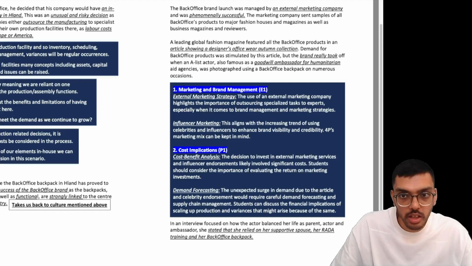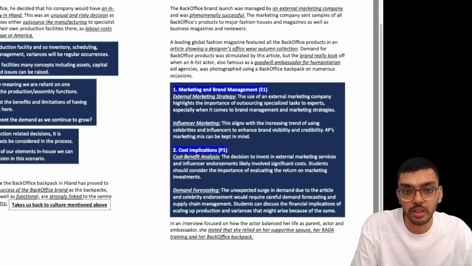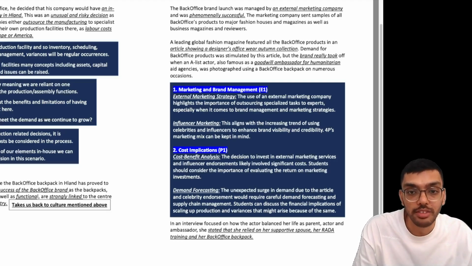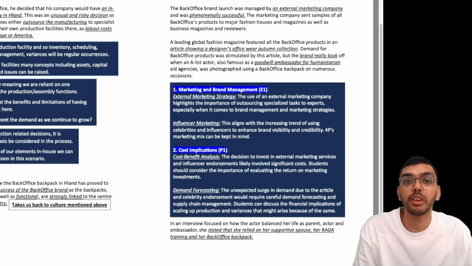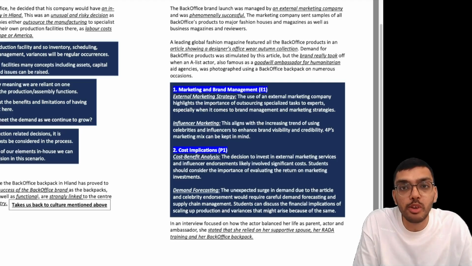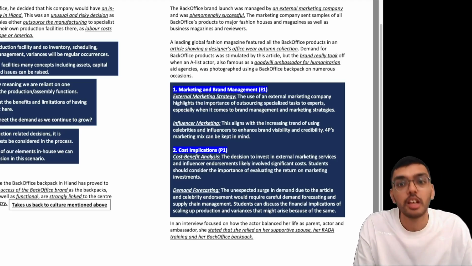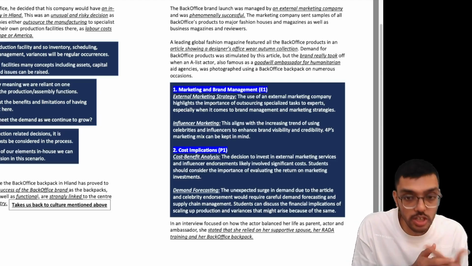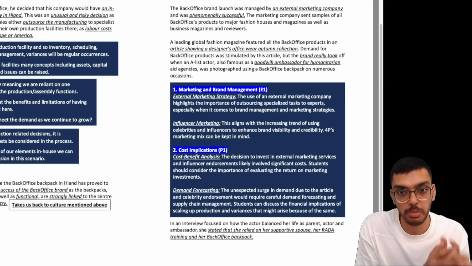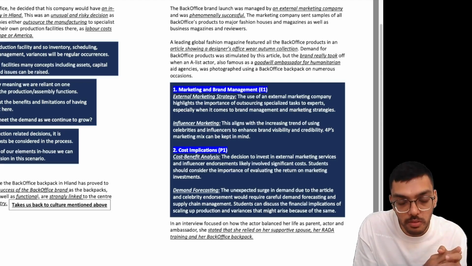Demand forecasting. The unexpected surge in demand due to this article and celebrity endorsement would require careful demand forecasting and supply chain management. If we haven't forecasted this, if we don't have the capacity, then we will not be able to meet the demand, which is loss of sales. So demand forecasting, managing your production becomes important, and this is your P1 syllabus.